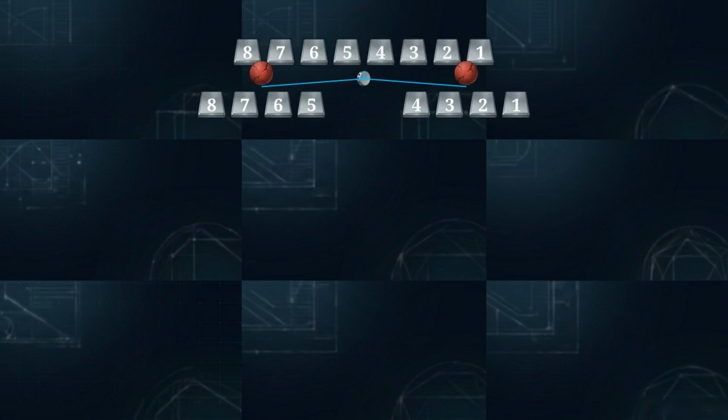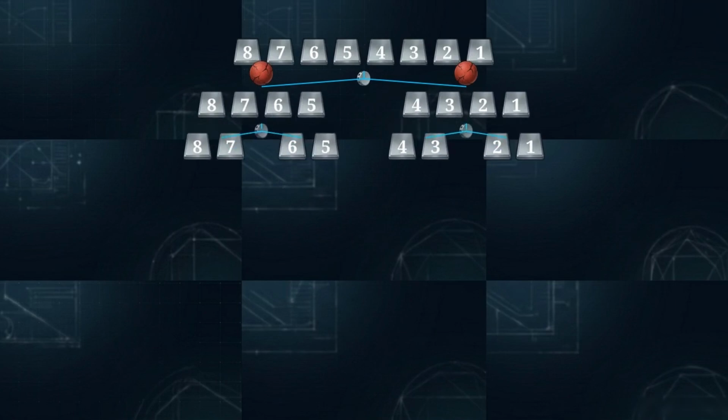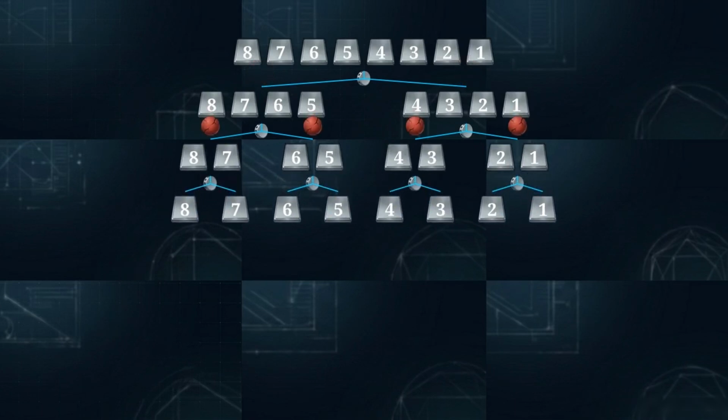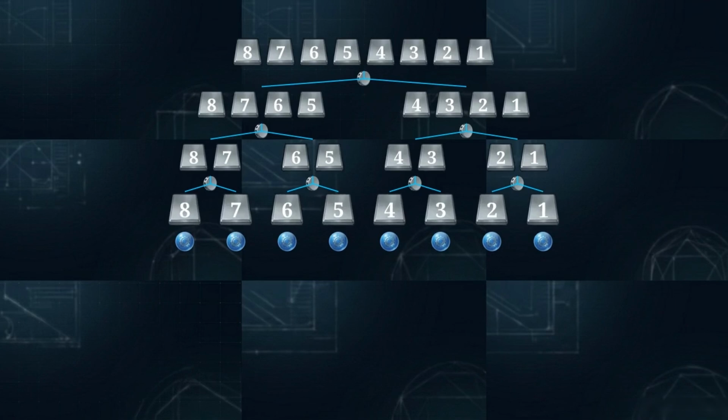Next is the conquer phase. The algorithm applies the exact same division logic recursively. The blocks of 4 fracture into pairs, and the pairs fracture into individual, isolated elements. At this stage, we reach our base cases. Since an array of 1 element is already ordered, the subproblems have become trivial enough to be solved directly.